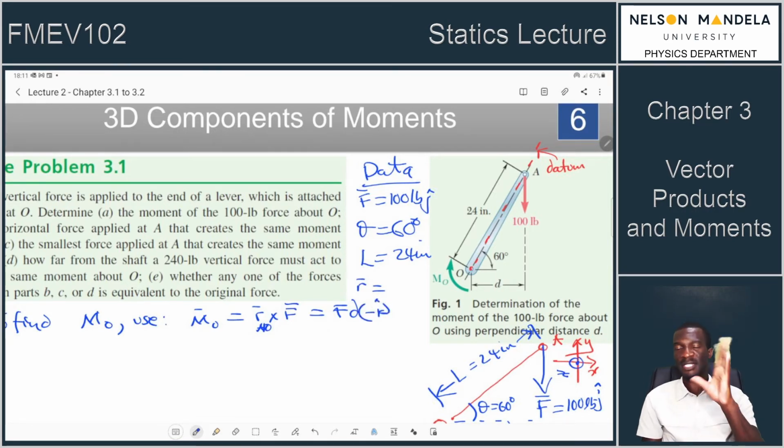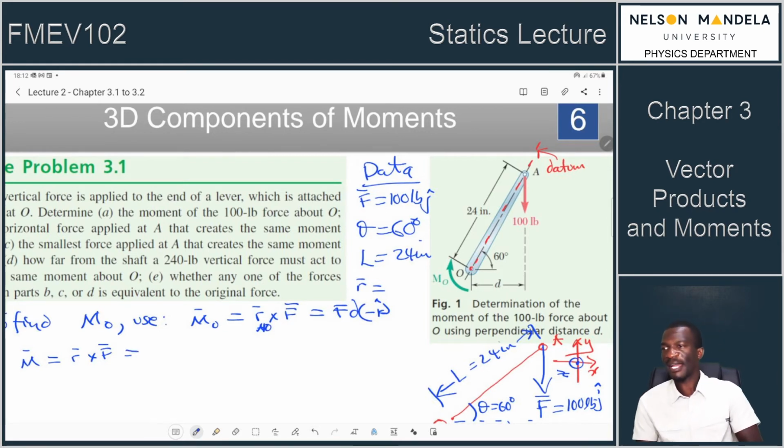So let's use the two methods. Then the rest of the parts, I think you can do them. Let's use the first method, R cross F. Then we'll use the second method, FD. So M is equal to R cross F. Remember, for the FD, I've had to append the sense, because these are magnitudes.